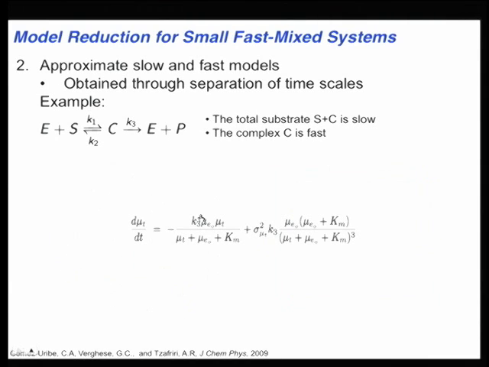And then you end up with a generalization of the Michaelis-Menten rate law, which normally only incorporates this term for the evolution of the mean concentration of the substrate. And then you end up with a correction that depends on the variance. So this is the stochastic correction.